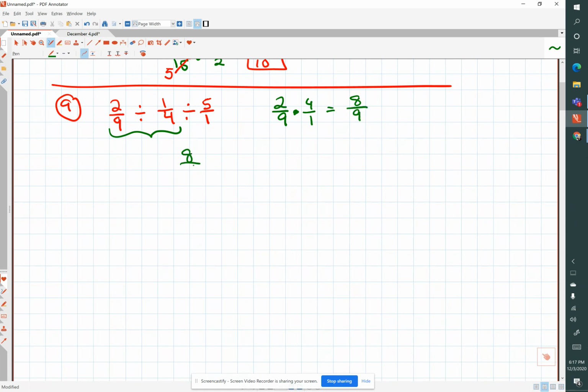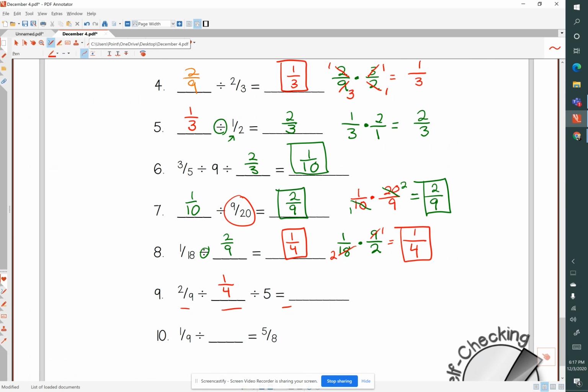Now I'll take 8/9, change the division to multiplication, flip 5/1 to 1/5. I still don't have any opportunities for simplifying. So I'm just going to multiply straight across. 8 times 1 is 8. 9 times 5 is 45. And that's the final answer for that. 8/45. Final answer, simplified. Put that in the next row.